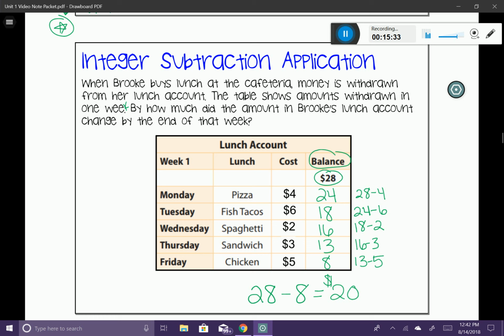All right, that brings us to the end of our lesson on integer subtraction.